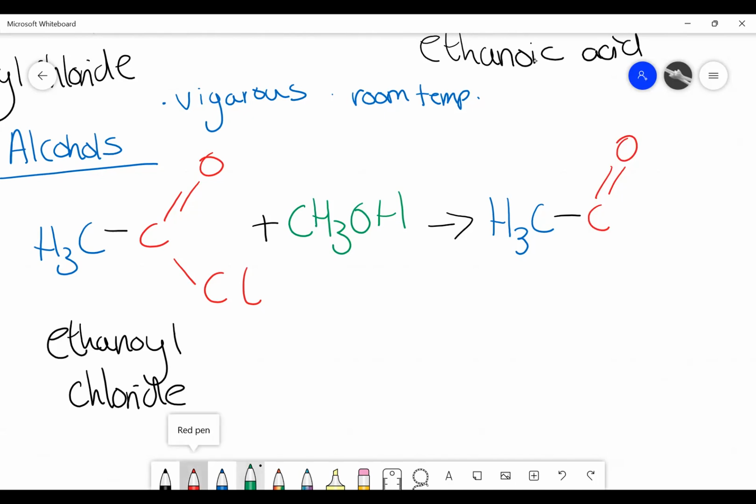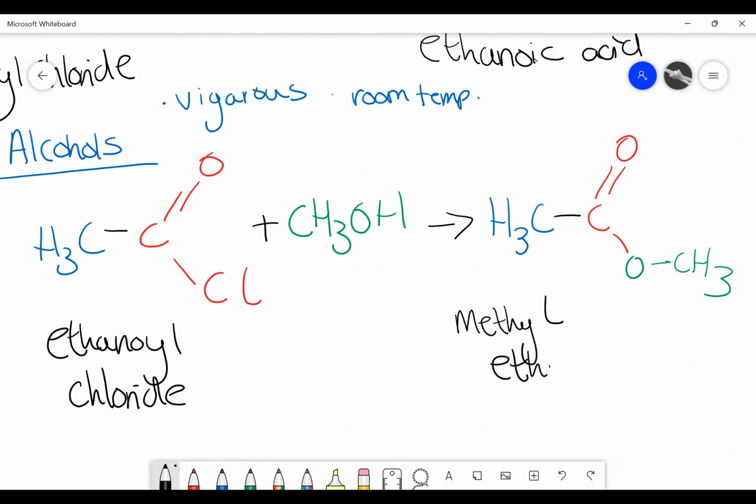And instead of the chlorine being there, we have the OCH3 from our alcohol going on. And then that produces for us methyl ethanoate. And then what is left over again is hydrochloric acid. And we've got one hydrogen from our alcohol and the chlorine from the ethanoyl chloride. And that is a vigorous reaction at room temperature.